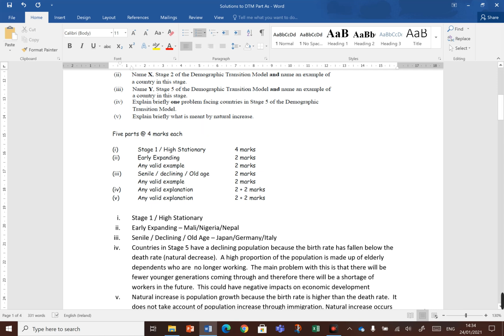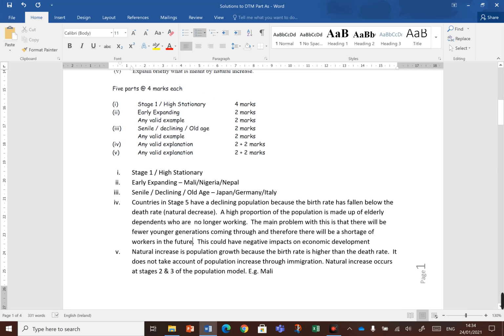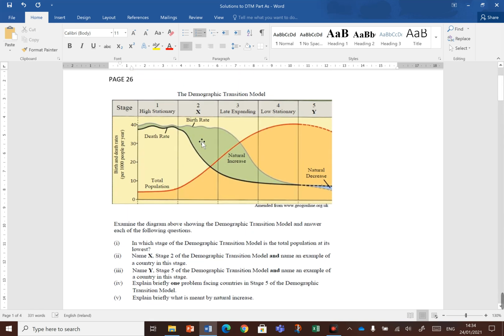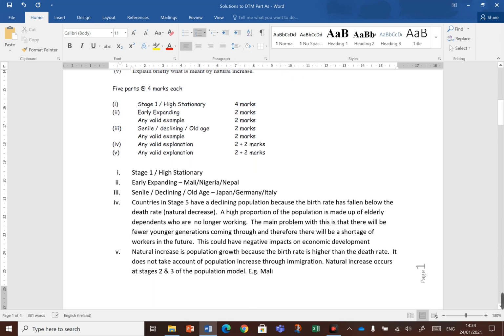Then you have to explain briefly what is meant by natural increase. Natural increase is population growth because the birth rate is higher than the death rate. It does not take account of population increase through immigration. To get a second SRP, I've used the information in the diagram. Natural increase is occurring in stages 2 and 3 of the demographic transition model. It's also occurring in stage 4, but at a slower rate, so you could add that as well. And then I've named a country where natural increase is happening, which is Mali.